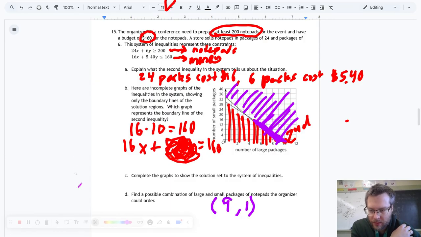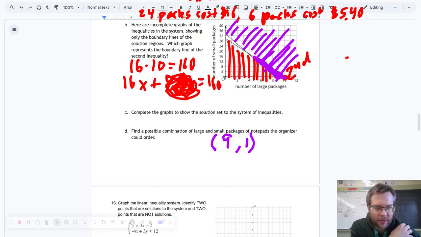All right. Was that it for that page? That's it for that page.